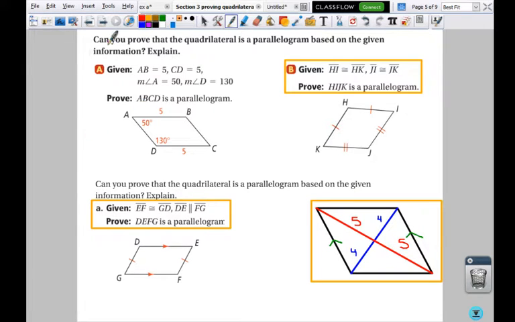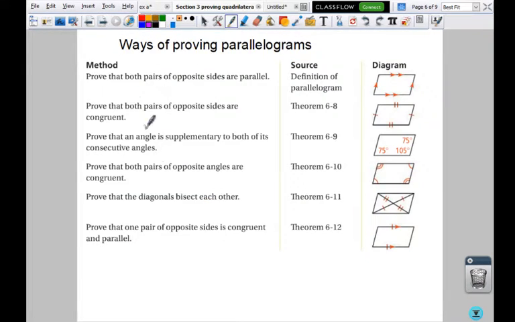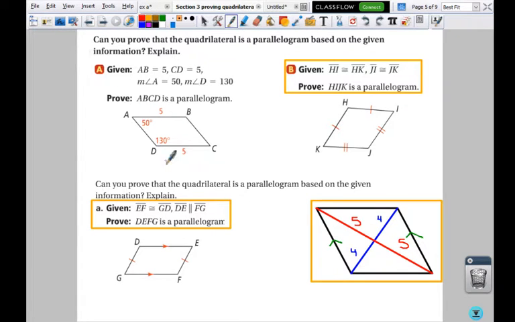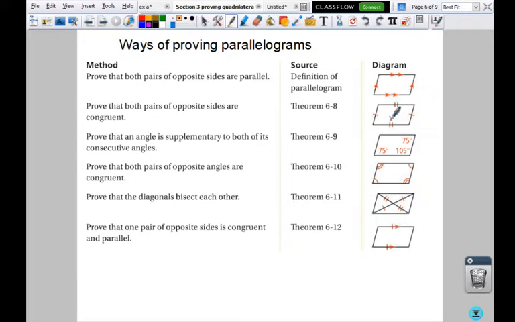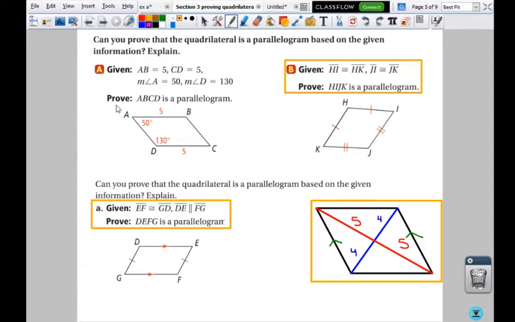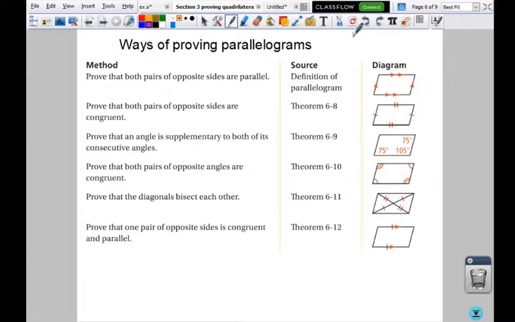Alright, back up. We're gonna go through each thing we talked about, which we have right here, and see if we can make it work. Do we have the opposite sides being parallel? No, we don't. There are no parallel symbols in here. Okay. Are opposite sides congruent? No.